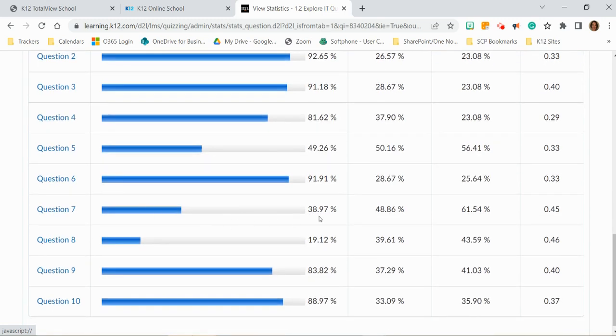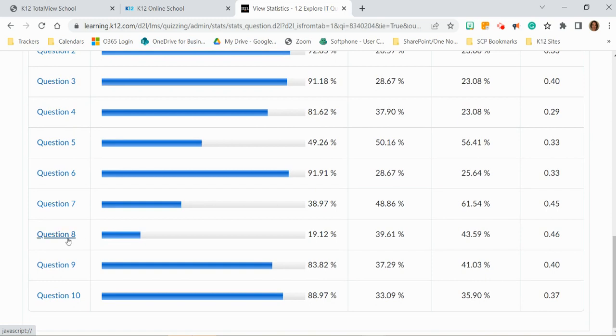Question 7, they seem to struggle on. And question 8 was their lowest performing question. So those three questions, question 8, question 7, and question 5 are the ones I'm going to write down on a little sticky note so that when I click over to the next tab, I know exactly what questions I'm looking for analysis. The rest of these, my students seem to do pretty well on.